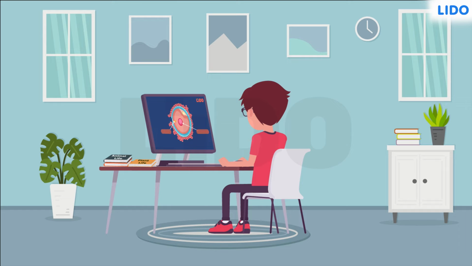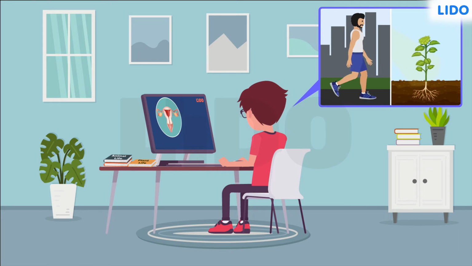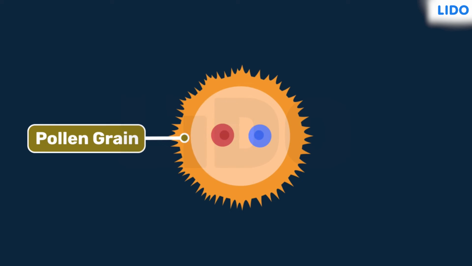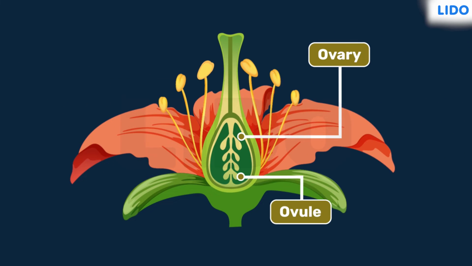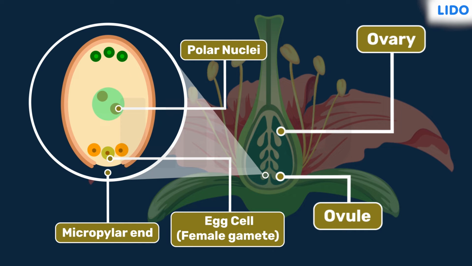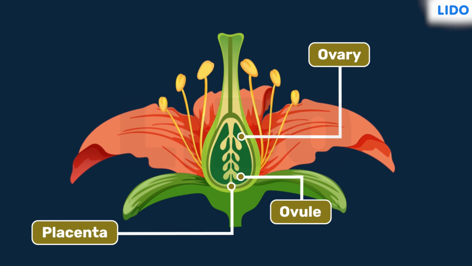As he was watching the video, he realized that there are a lot of similarities between the process of fertilization of humans and plants. In plants, pollen grain contains two male gametes. The ovary contains ovules, which contain one female gamete and two polar nuclei. The ovule is attached to the ovary by a connection called the placenta.